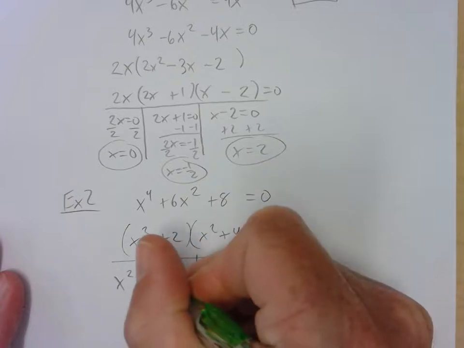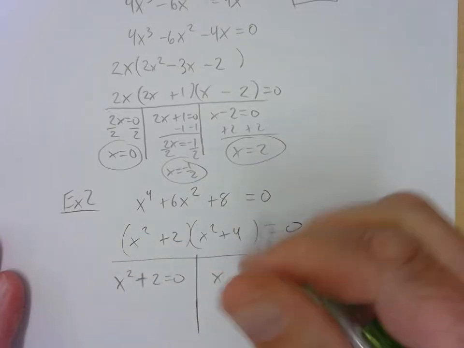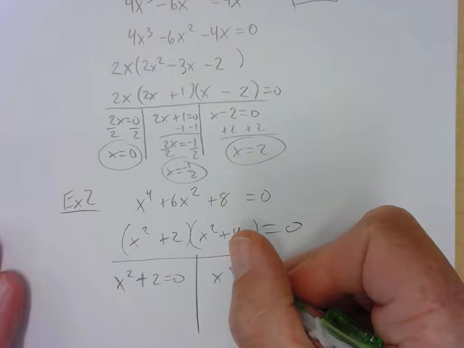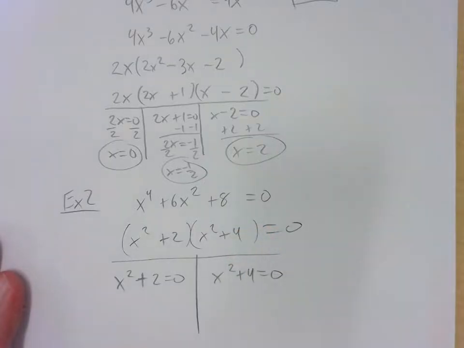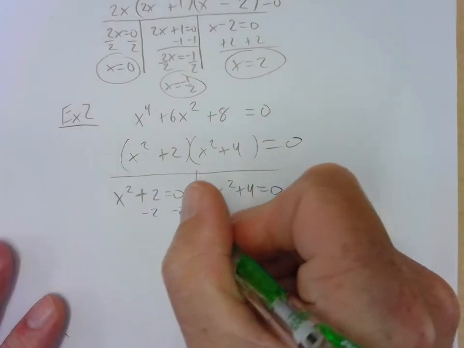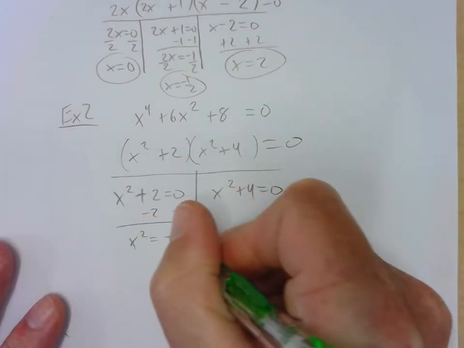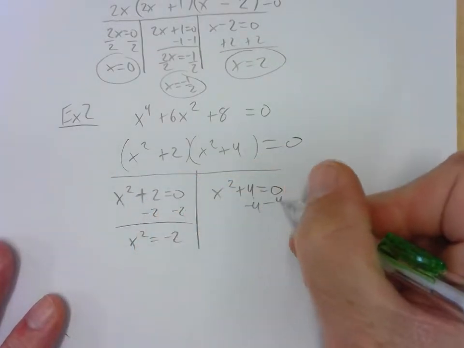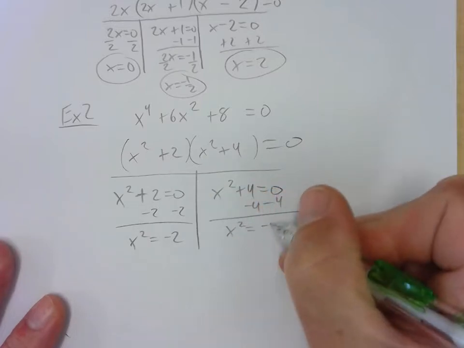Not a super t, just a regular t. Now I'm going to solve using my basic algebra skills. I'm going to subtract over the 2, so I get x squared is equal to negative 2. Subtract over the 4, I get x squared is equal to negative 4.